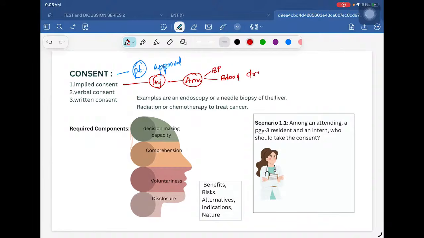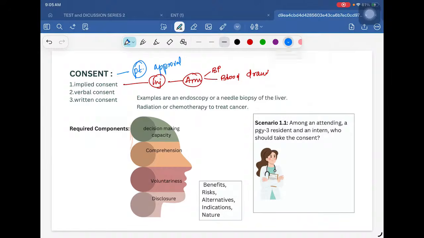So all this indicates you're giving your arm voluntarily for that particular procedure. This is actually implied consent, where you're giving your arm. That basically implies that you're giving the consent for that particular procedure. Right. Next we have verbal consent.